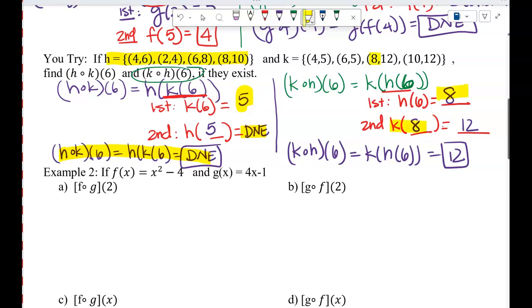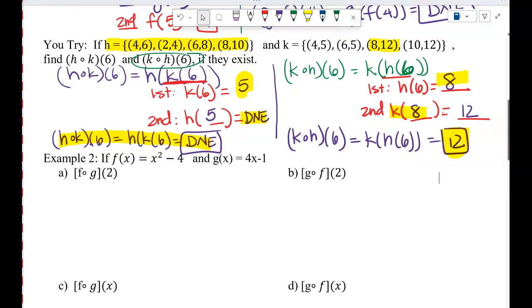Now k is this function right here. The y value when x is 8 is 12, so your final answer is 12. Let's roll up to our example 2.